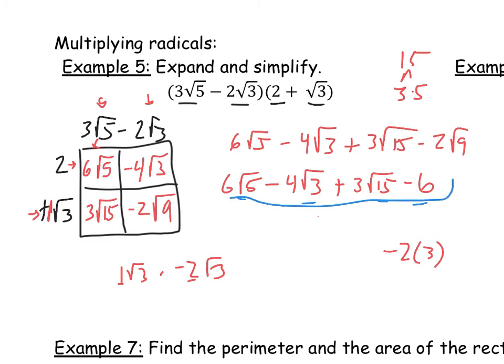So this would be my answer right here. Every once in a while, you'd have another square root of 5 that you would add to that first square root of 5, but in this case, we don't have that. So we're done here. That's my answer. And that's the box method.